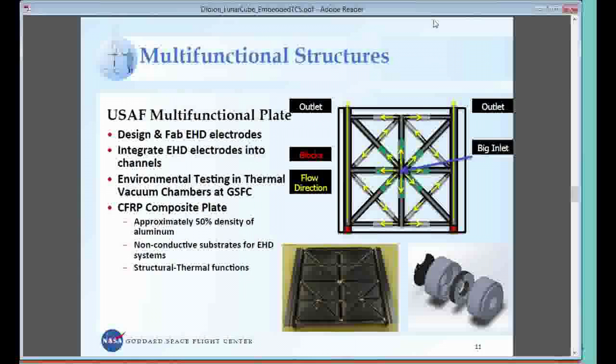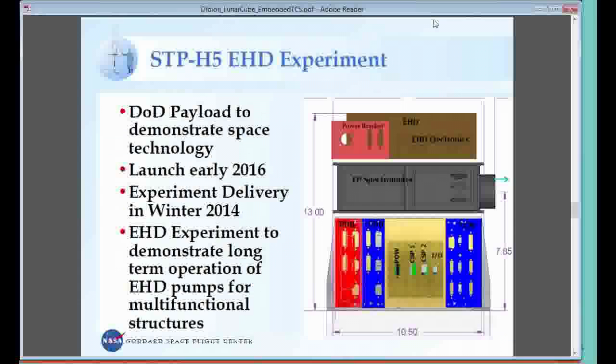And a radiator in the case, and we're also going to put on some advanced coatings on the outside because we have a guy who wants to do that, and he's not costing us anything. If we go on to the next chart, please. This is the STP-H5 experiment. This is the basic proof of concept or demonstration of concept of a multifunctional plate.